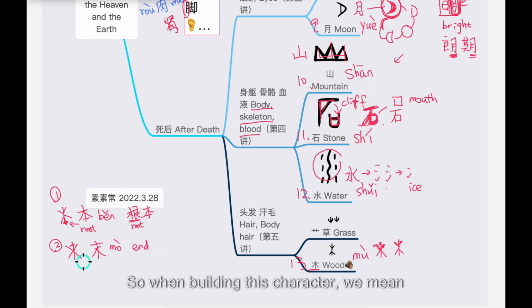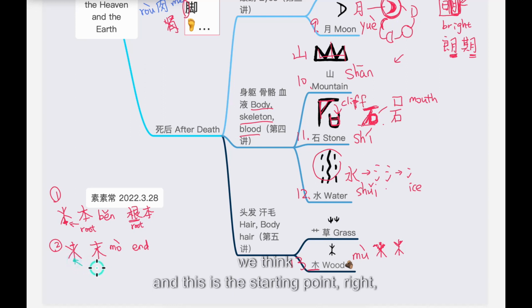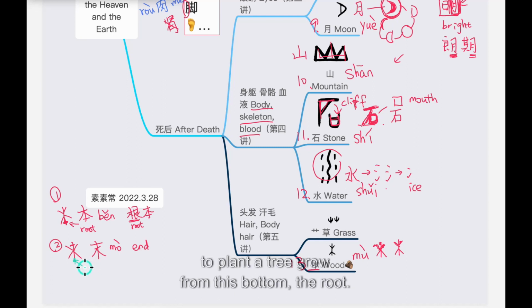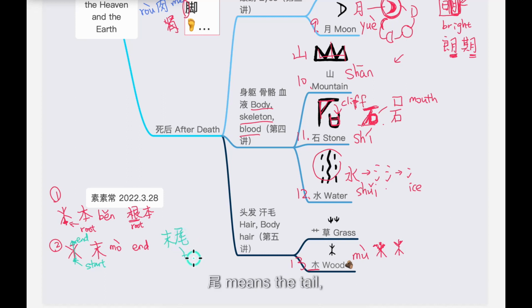So when building this character, we think, this is the starting point, right? A plant, a tree grows from this bottom, the root. So we start here, and the tree grows in this direction, and this part is the end. So mo does not mean the top, it means the end. Like mo wei, wei means the tail, mo wei means the end.